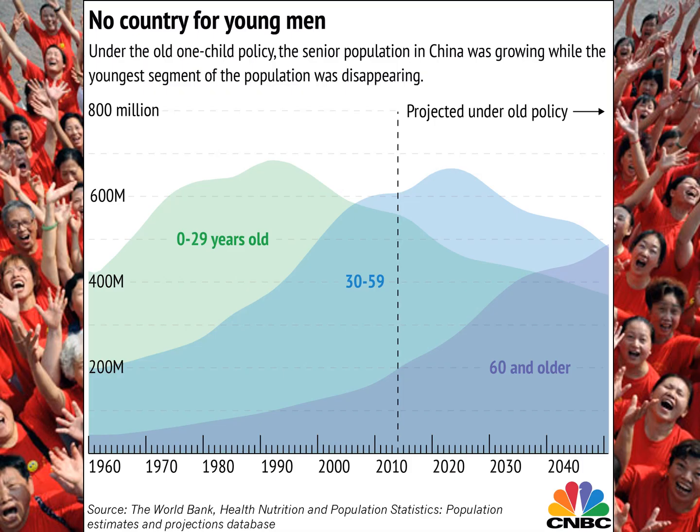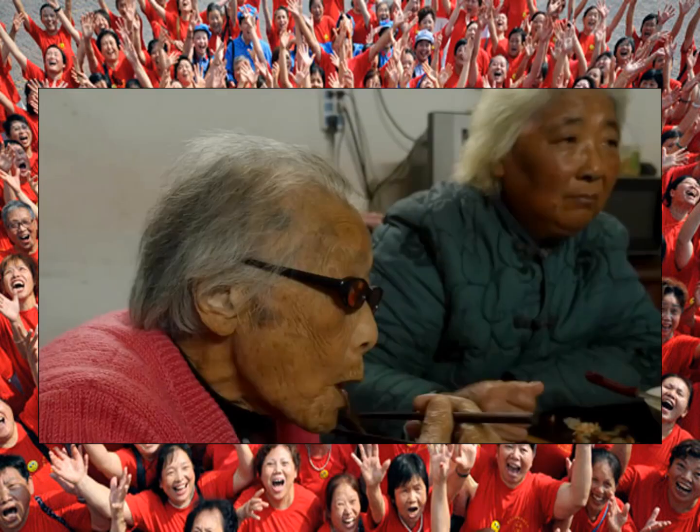Because of this policy, China is starting to see some of the unintended consequences. That is that they're going to have a much larger elderly population and not enough working age people to support those elderly. Take a second and watch this video.